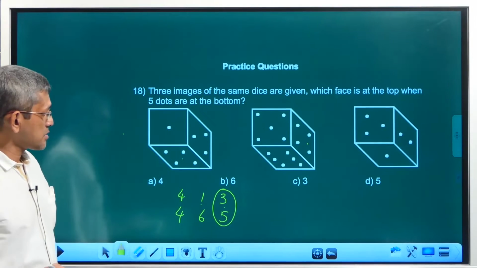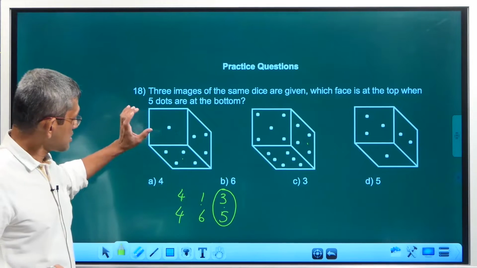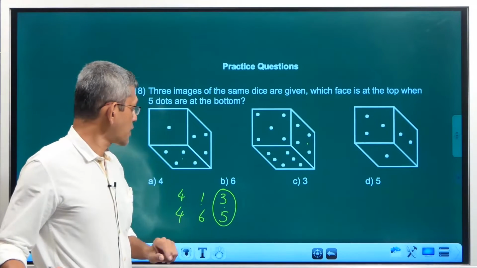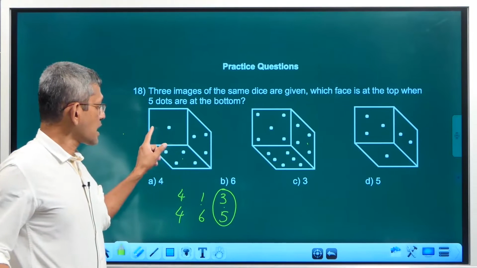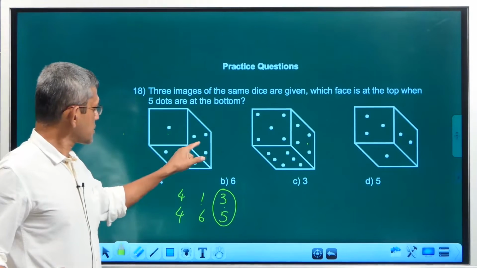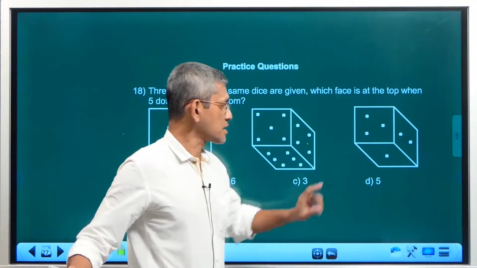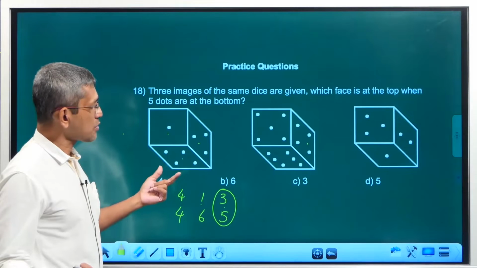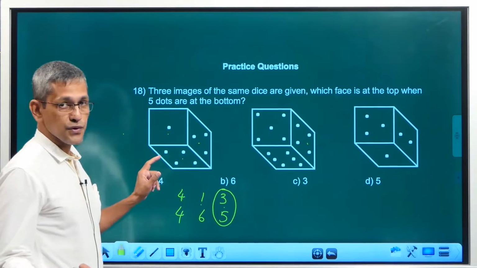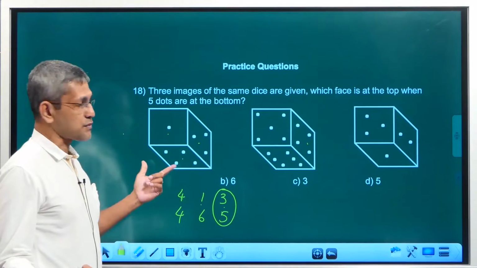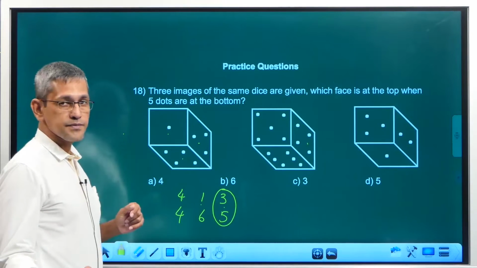Any other method, any other format possible here? Compare 1 and 3. What do we have common here? Here we have 1, 3, and here we have 1, 3. So 1 and 3 are common. When you apply rule number 3, what do you get? 2 is opposite to 4. So 2 is opposite to 4 doesn't give us the answer. We are looking for what is opposite to 5.